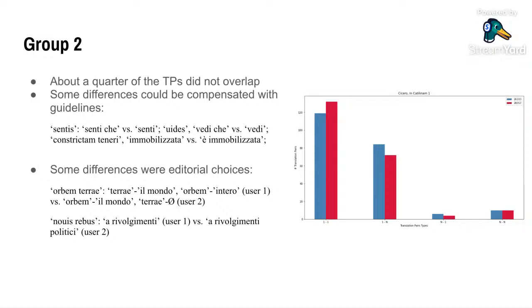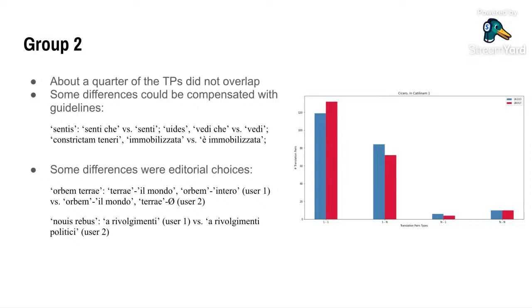The other one is also very interesting because it's pretty much like the ba word in Persian before, novis rebus. In Latin, res novae is a typical expression that indicates political innovations, revolutions. And user 1 aligned it against a rivolgimenti, so towards revolutions, and the other one added the adjective, a rivolgimenti politici, so towards political revolutions.